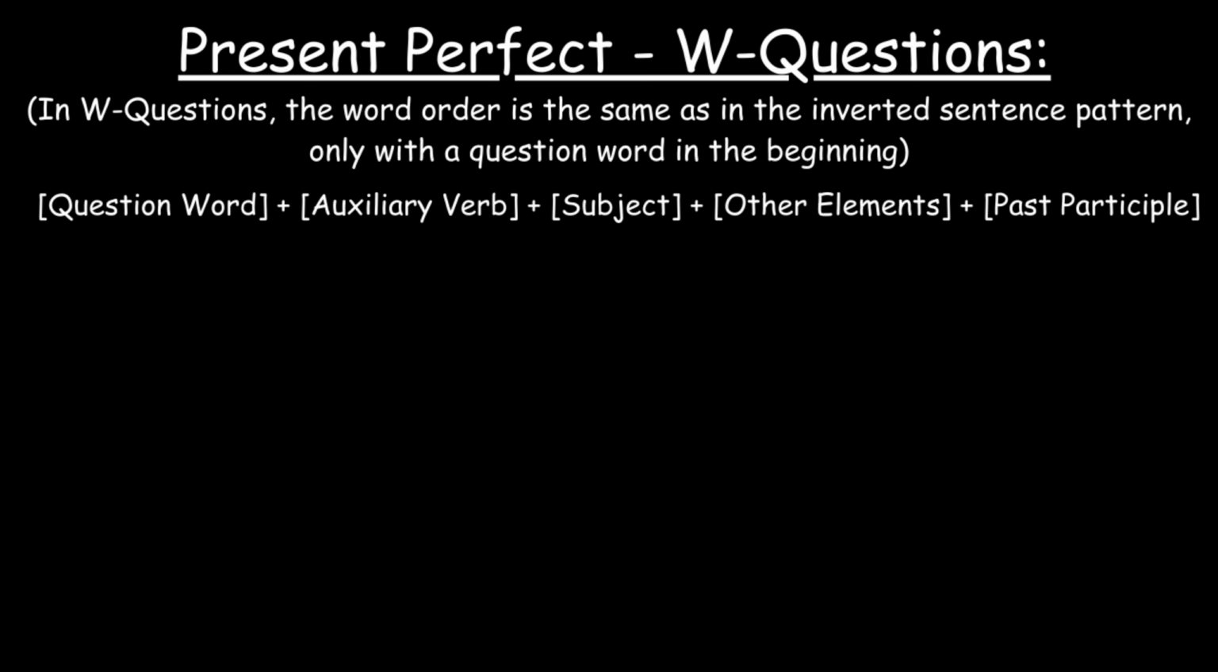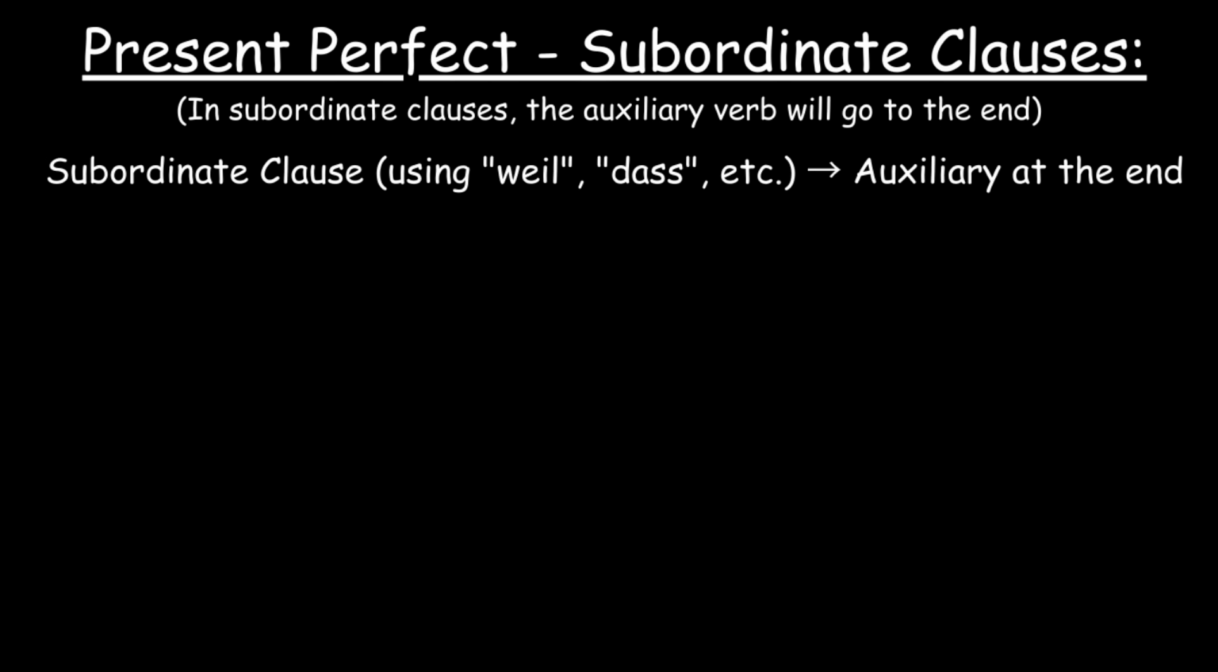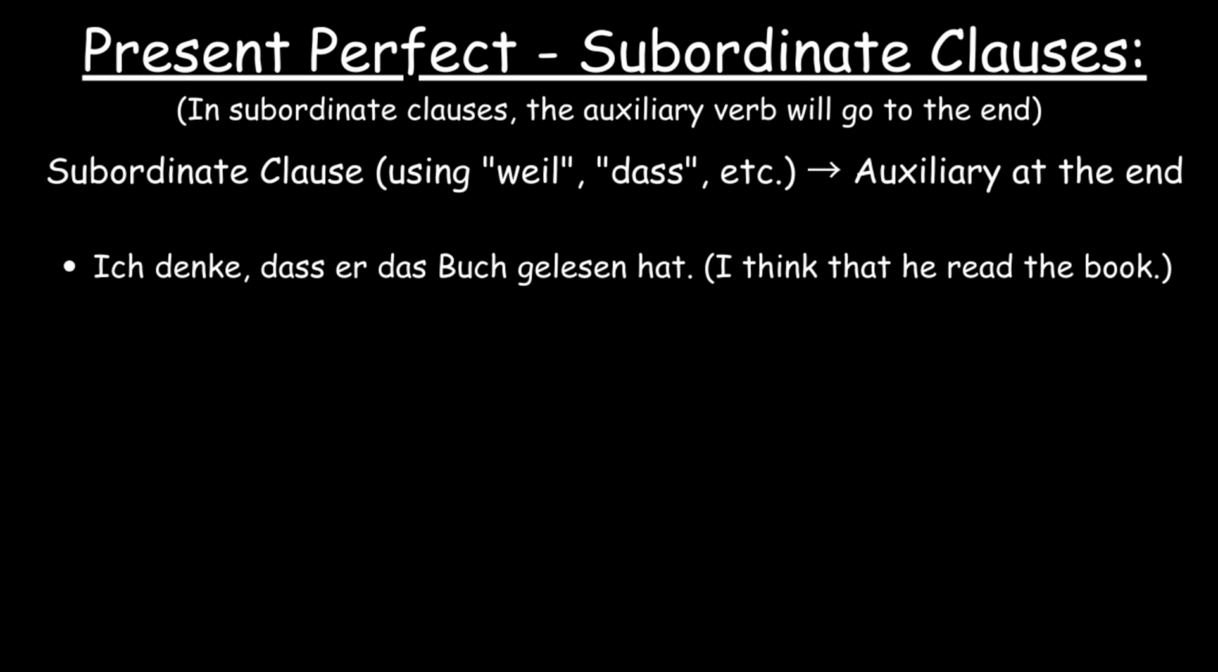Furthermore, in W questions, the word order is the same as in the inverted sentence pattern, only with a question word in the beginning. Two examples can be: Was hast du gestern gemacht? Wann hast du das Auto gekauft? At last, in subordinate clauses, the auxiliary verb will go all the way to the end, like in the phrase: Ich denke, dass er das Buch gelesen hat.